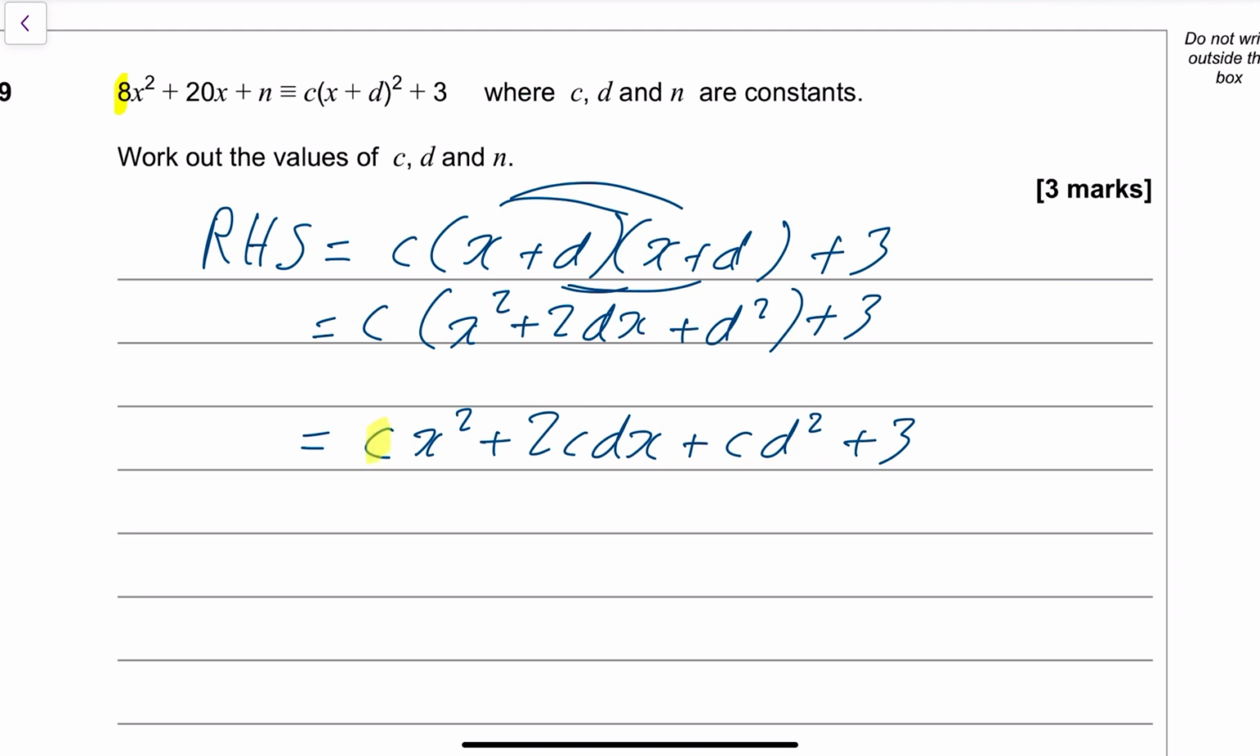Now, we're going to have to equate the coefficients. So 8, straight away we've got one. 8 equals the c, because they are x squared terms. So I'm getting this, I'll just say x squareds. 8 equals c, therefore c is equal to 8.